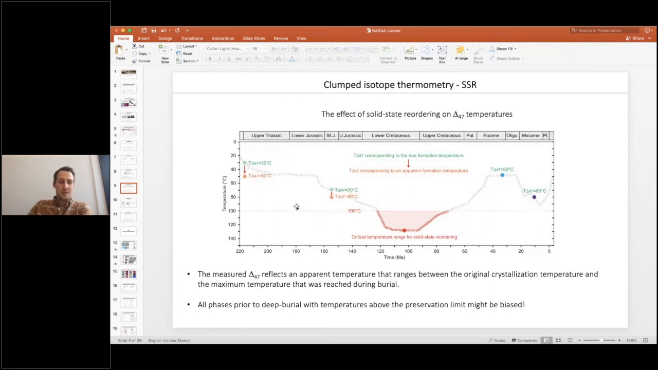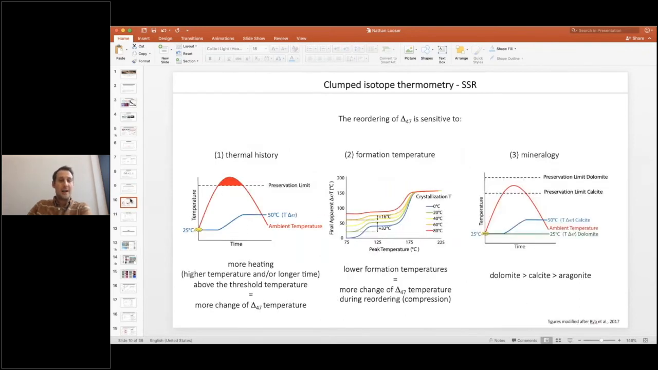Importantly, all phases prior to a deep burial event, or a phase of deep burial with temperatures above the preservation limit of delta 47, might be biased.